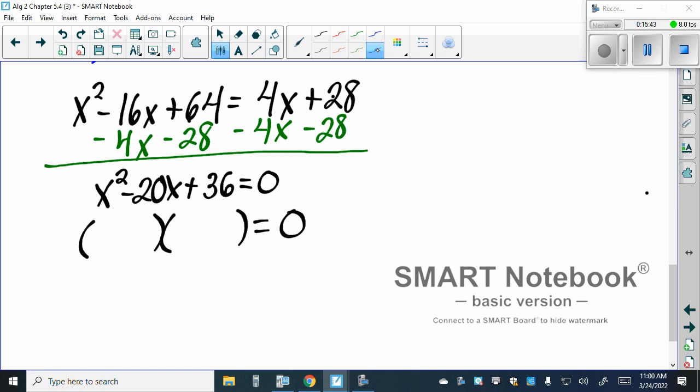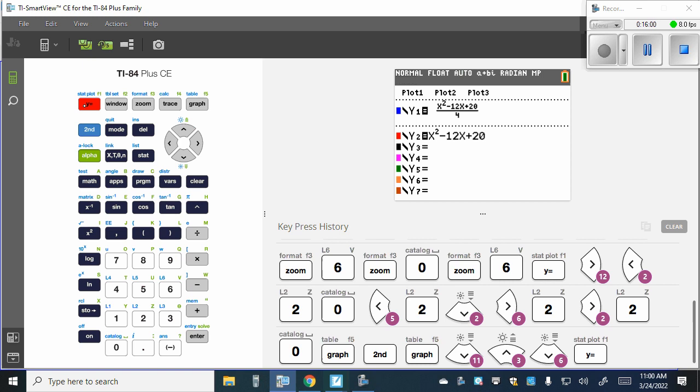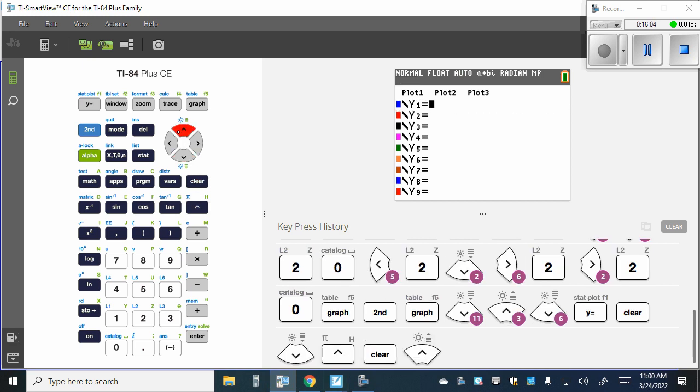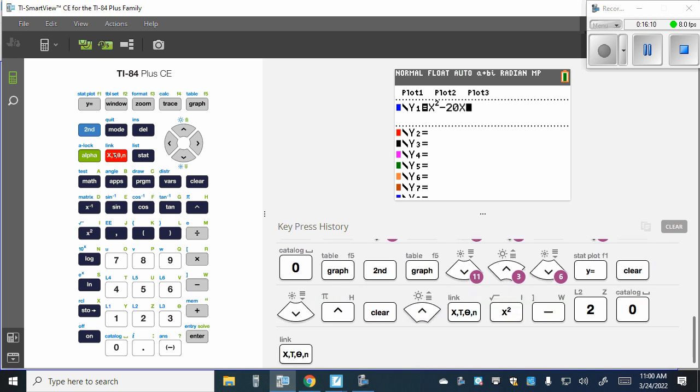We can go and factor this or graph it. Either way will work. Do you all want to factor or graph? We can do both. If we graph, I'll have to clear some stuff out. Clear that out. No, clear that out. Because we have x squared minus 20x plus 36.